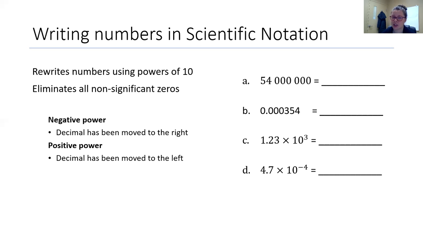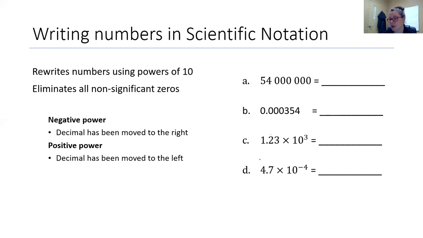So scientific notation. Scientific notation is simply a way of rewriting numbers using powers of 10. So we often don't want to write all the extra zeros. So it eliminates all the non-significant zeros. All right. And I've got a note here. If it has a negative power, we're going to find the decimals move to the right. Positive power, the decimal's going to move to the left.